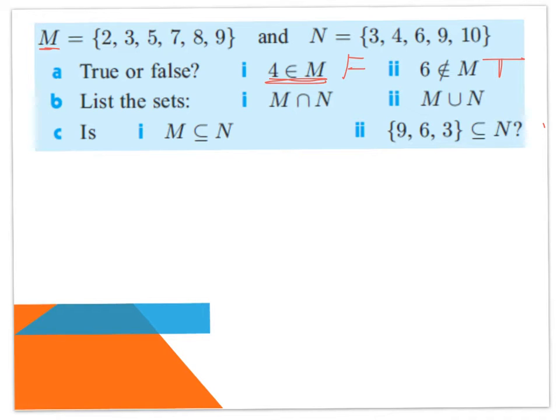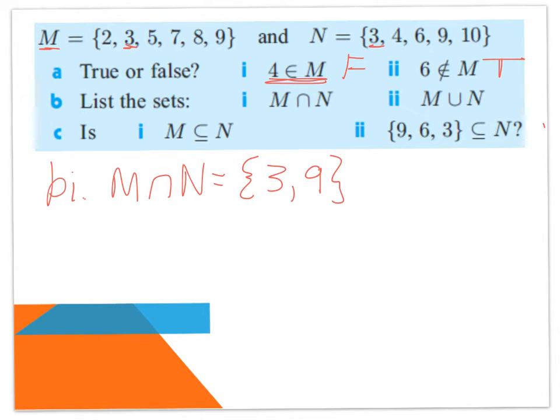Part B says list the sets. We're looking for the intersection of M and N. So we look up here, 2, there's no 2 in N. 3, there's one. So 3 goes in the intersection because it's in both sets. So M ∩ N contains the element 3. 5 is not in N. 7 is not in N. 8 is not in N. 9 is in N. What about 4, 6, 10? So it's just 3 and 9 that are in both sets.